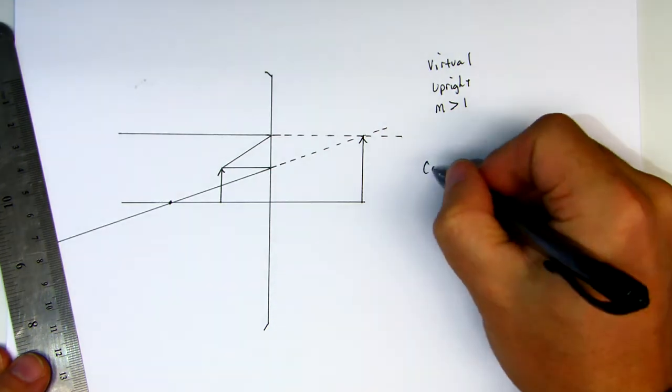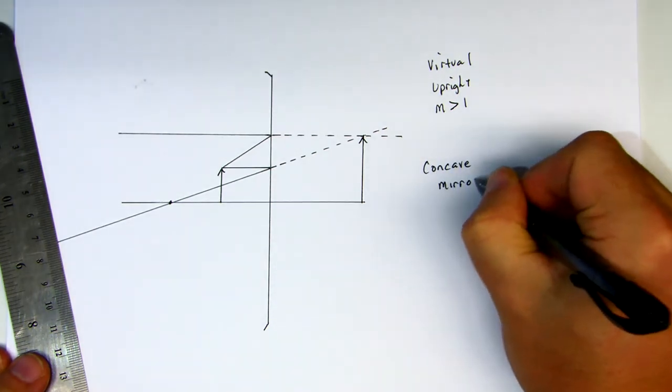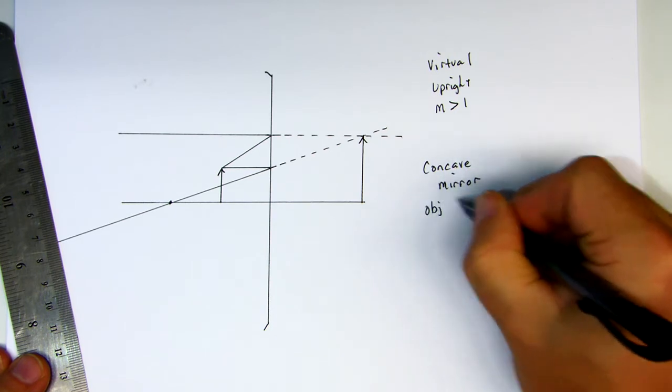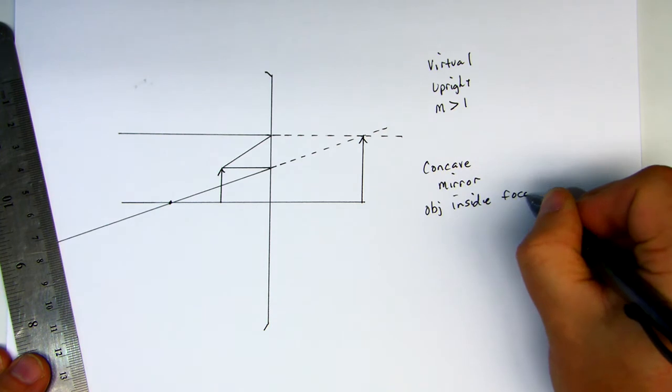This was a concave mirror, object inside the focal.